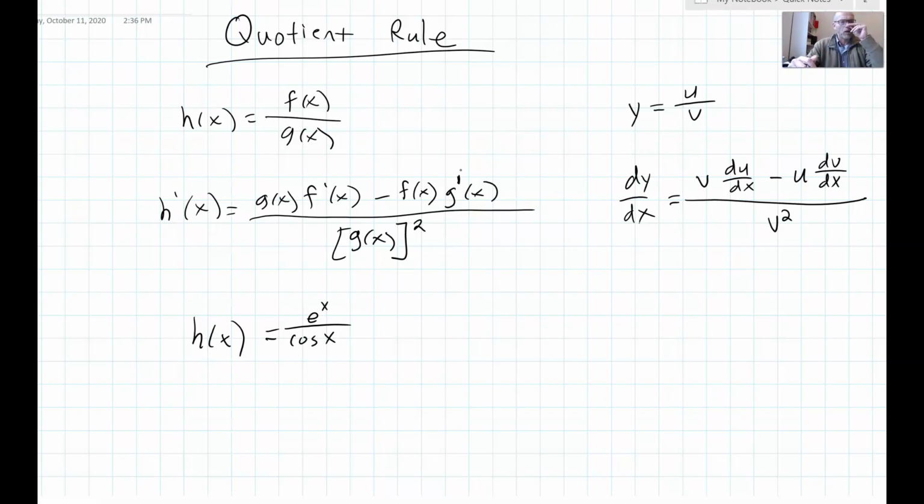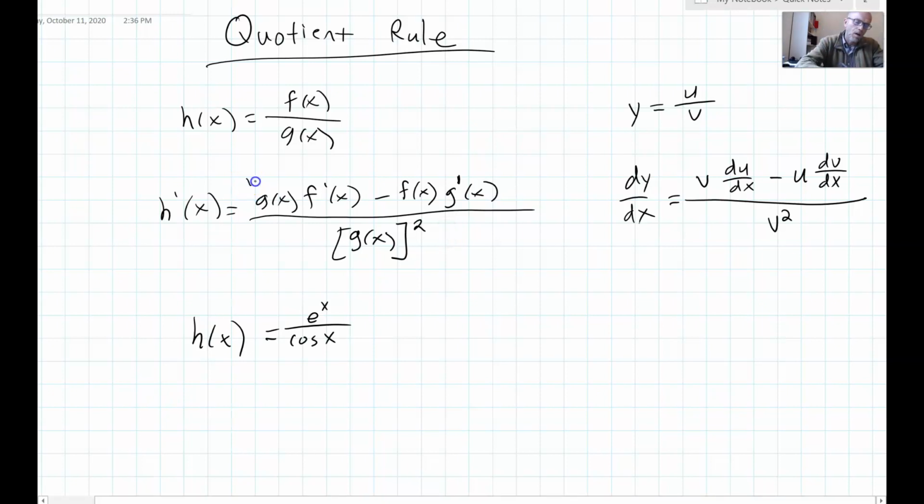At this point, I can't remember whether I made this up or I heard it from someone and stole it, but I made up a little rhyme that goes like this. Low d high minus high d low all over low squared. And so, of course, in this case, the low is the bottom of the fraction and the high is the top of the fraction. So see if you can follow along.